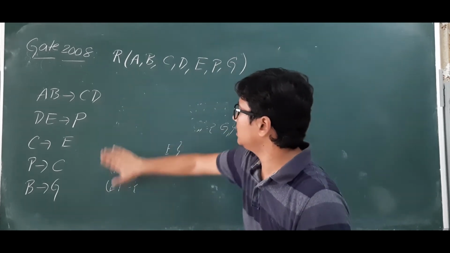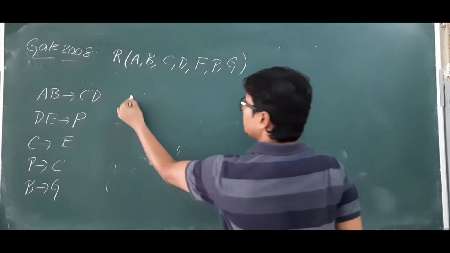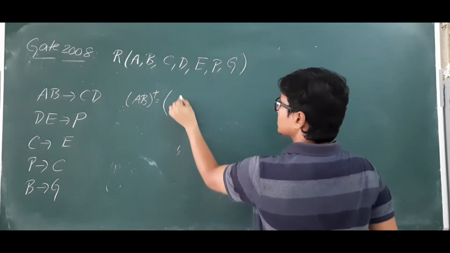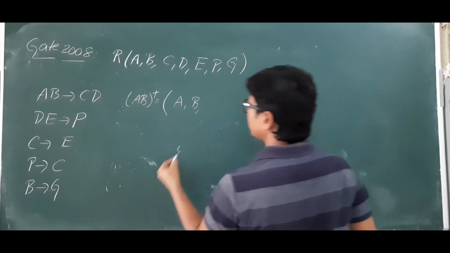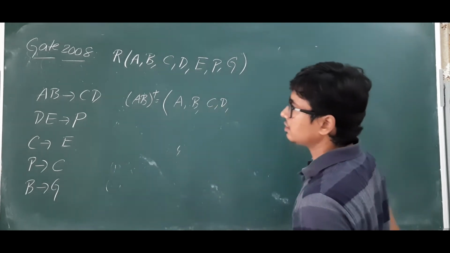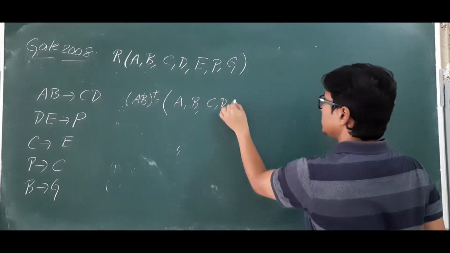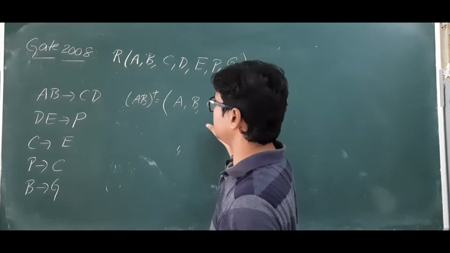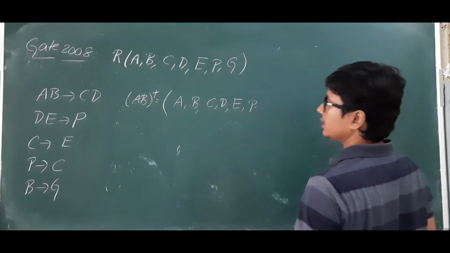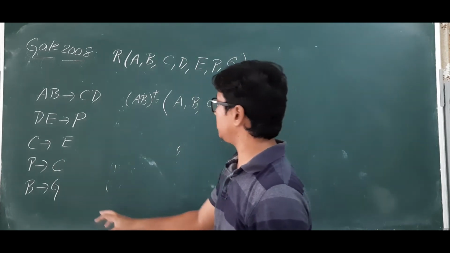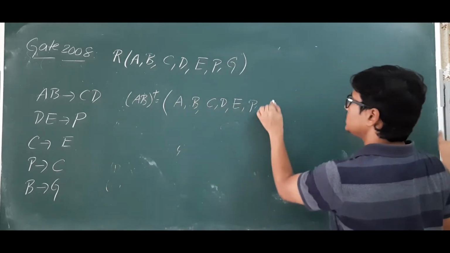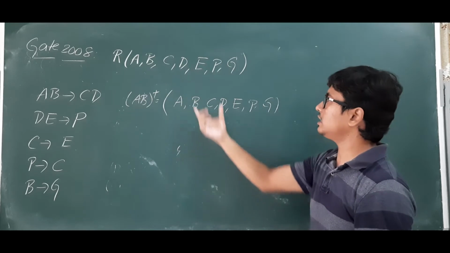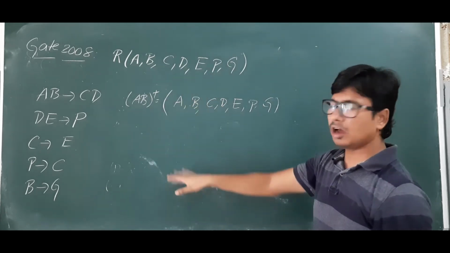So we need to see the length of 2. First we will see AB. AB closure we will check. AB closure is A, B. From AB I can determine C, D. From C I am able to determine E. From D and E I can determine P. From P I can determine C, which is already available. From B, I can determine G. So you have A, B, C, D, E, P, G. So I can say that AB is a candidate key, or maybe AB is a candidate key.